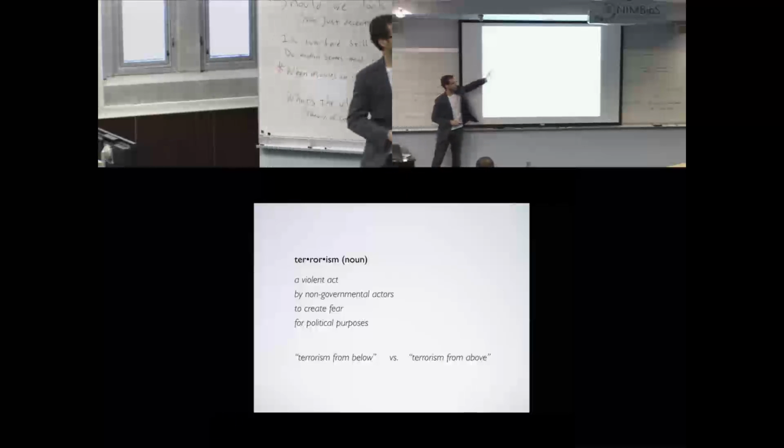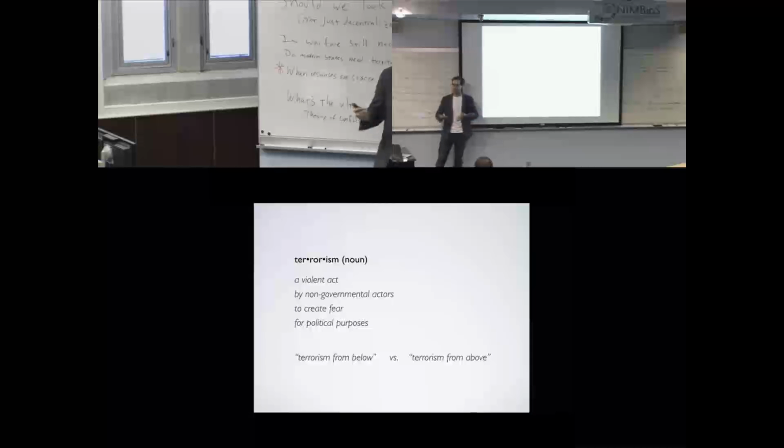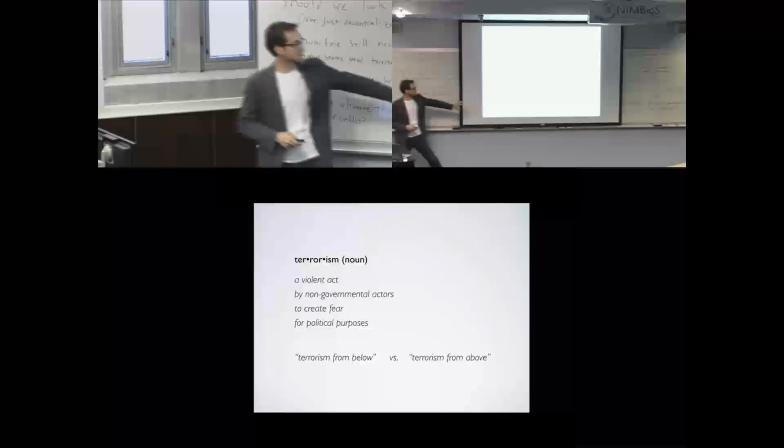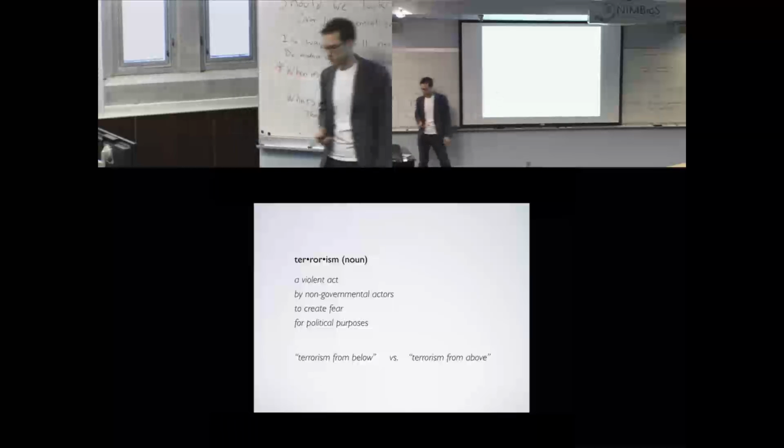And this non-governmental actors part is actually very important because it distinguishes terrorism from below, which is from things like rebel groups or individual citizens, from terrorism from above, which is when the government does things, like when Saddam Hussein gassed the Kurds. So this is really going to be a talk about terrorism from below.